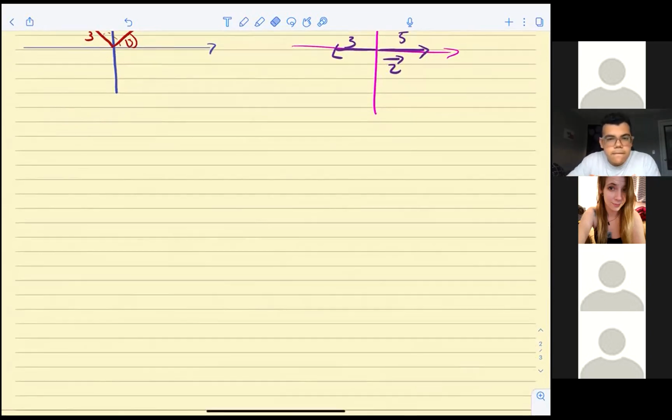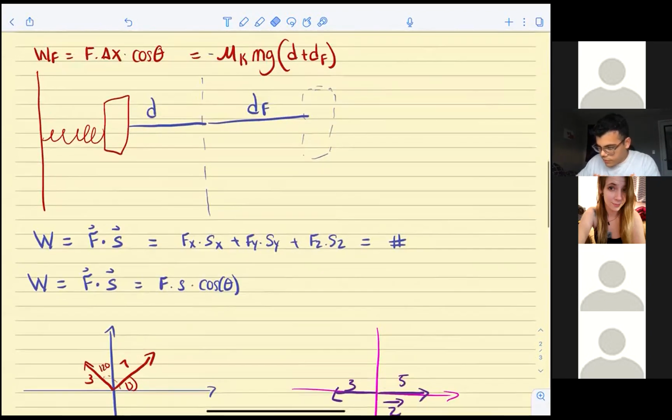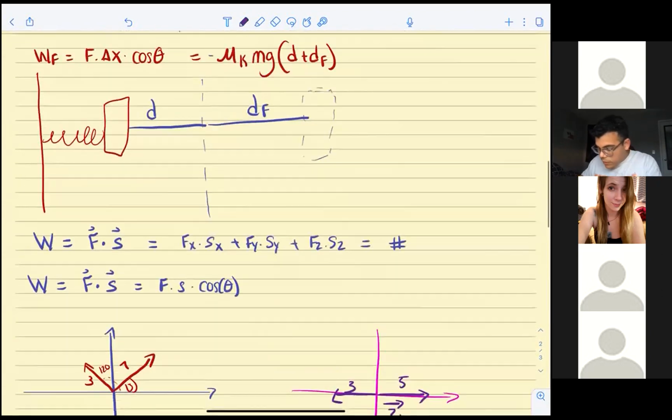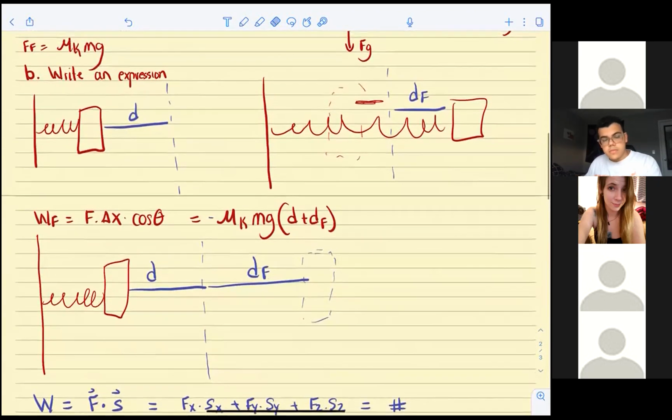I think there's a part C, right? Yeah, so now it says write down an equation in terms of mu k d mg that will let you solve for the distance df. So now we wanted to know how much work friction did going from here to here. Now we want to find out what that distance d is, right? So we just use, again, conservation of energy.